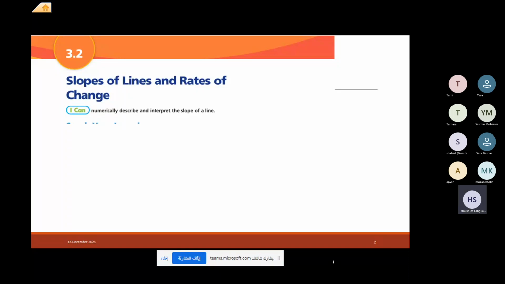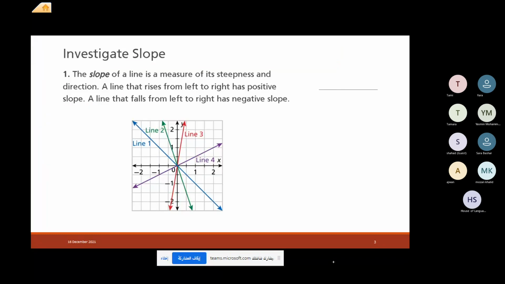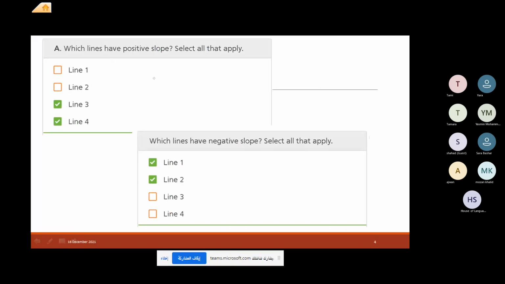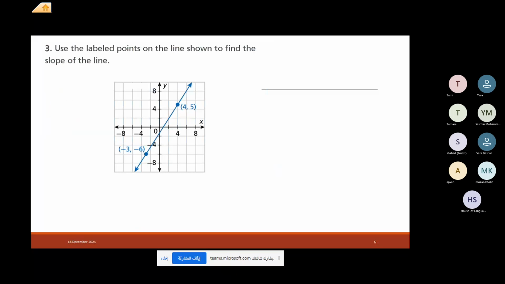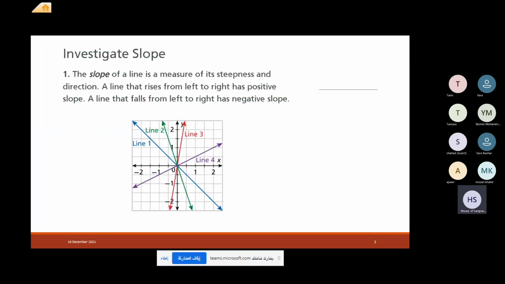Now, what do I mean by slope? Slope is a measure of steepness. It is a measure of how steep the line is and its direction. So slope is a measure of steepness, and what is the direction? If it is increasing or decreasing. If it is increasing, the slope must be positive. And if it is decreasing, the slope must be negative. Okay? So what do I mean by the steepness?